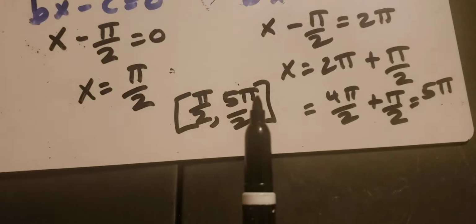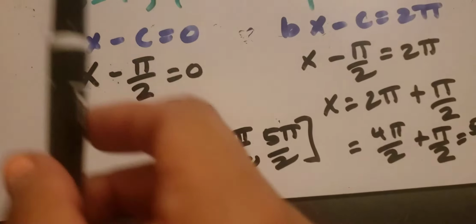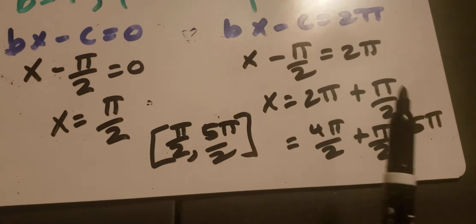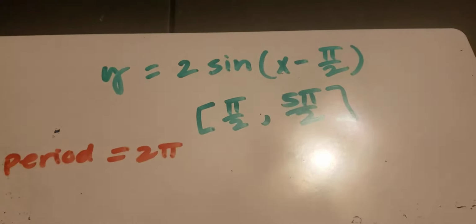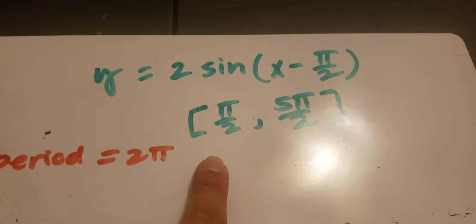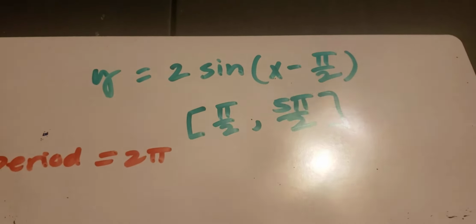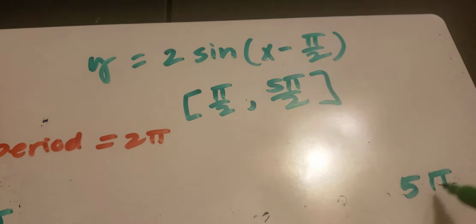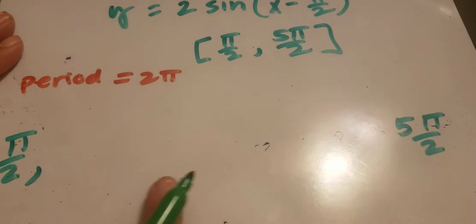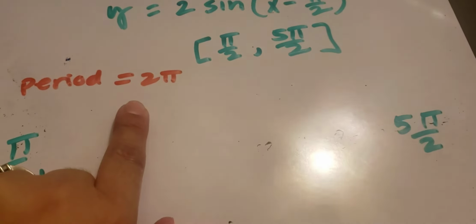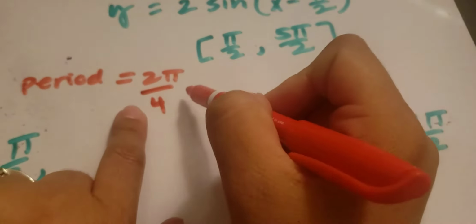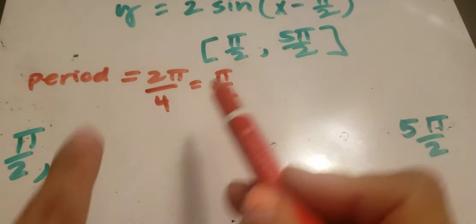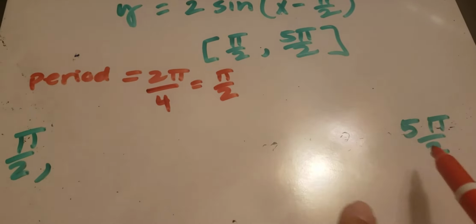Okay? All right, so we're analyzing this. We have amplitude, we have period, we have our interval. Now let's get all those points in between, okay? Since our interval started at pi over 2 and is ending at 5 pi over 2, that's where we're starting and that's where we're ending. Now we need all our key points in between. So that's when we use the period, and we're going to divide that by 4, which gives us pi over 2. So then we use that to come up with all our key points in between.